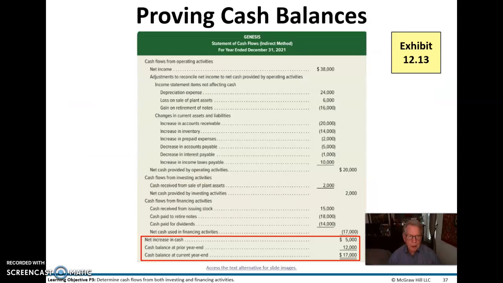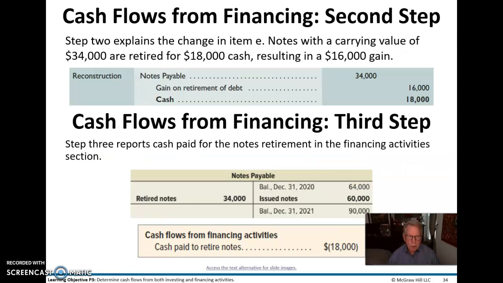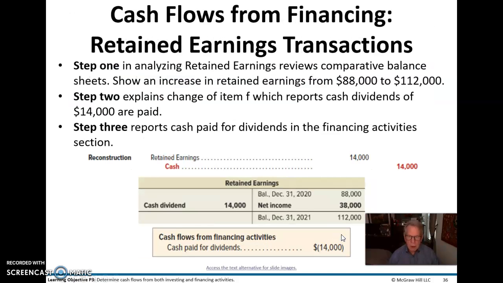And then we also had cash received from investing in the stock. And then we paid to retire the notes of 18,000 and 14,000. You'll remember those numbers from here, cash paid to retire the notes, and the $14,000 here for the financing activities associated with the cash dividend.